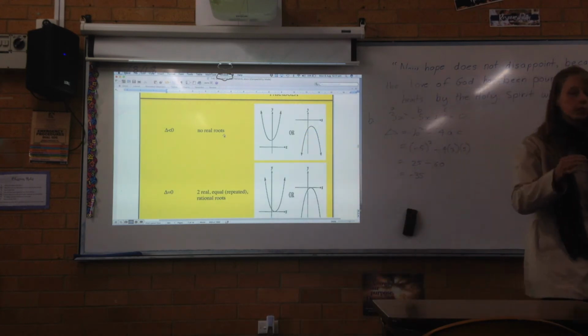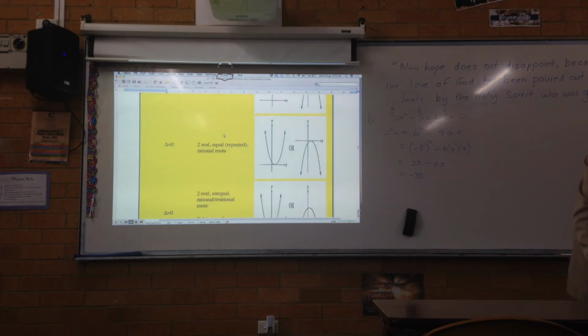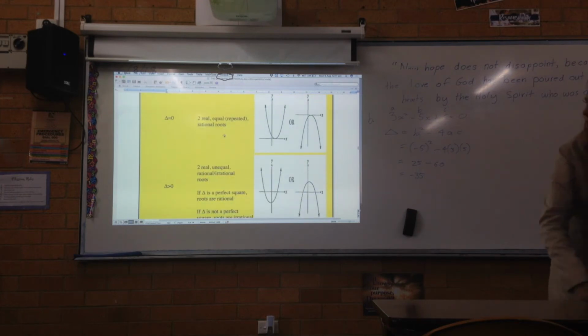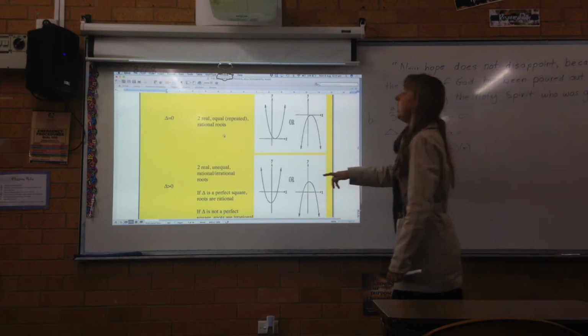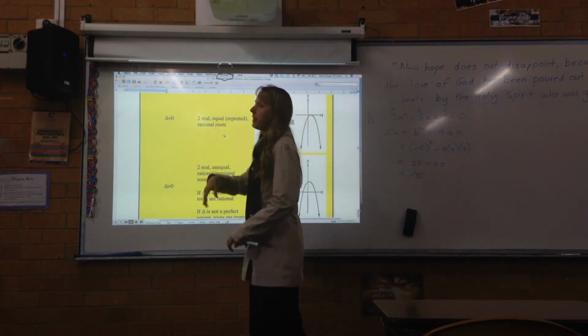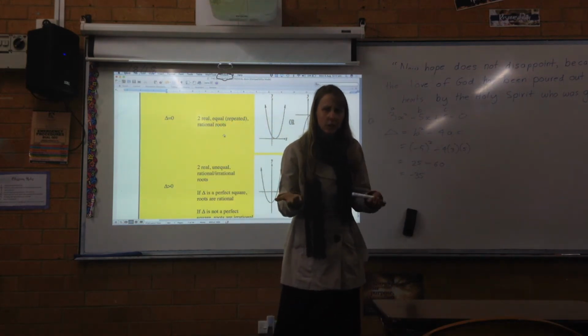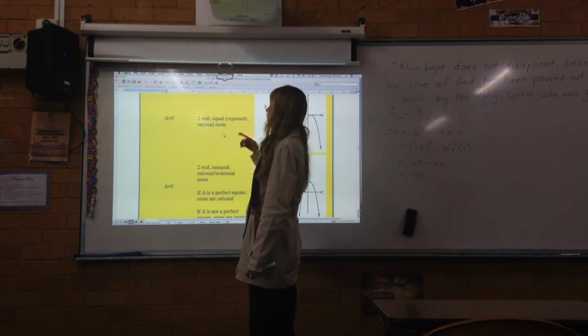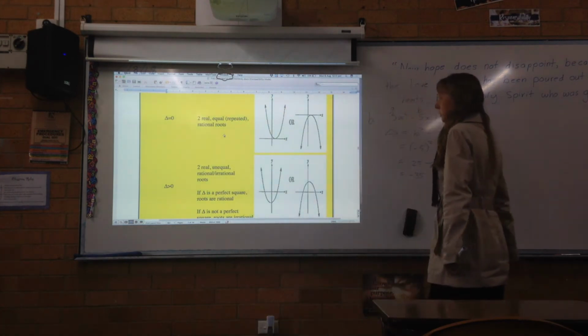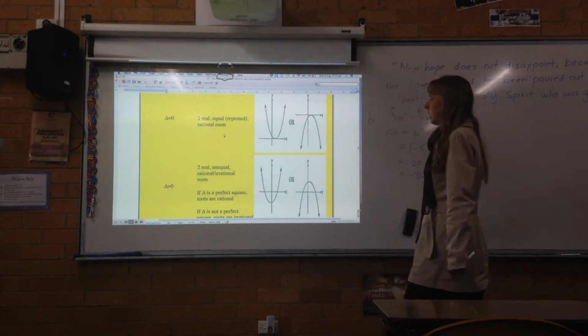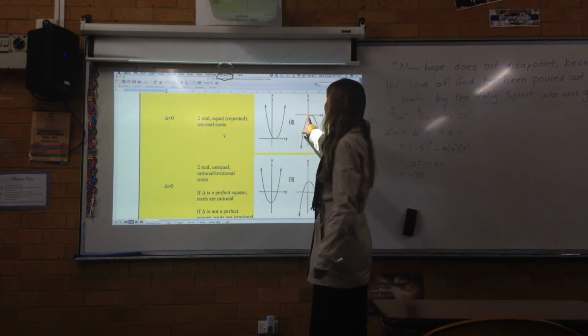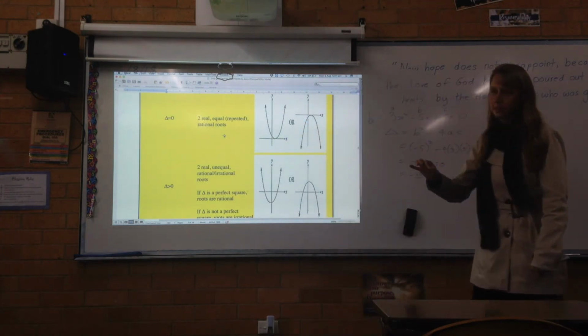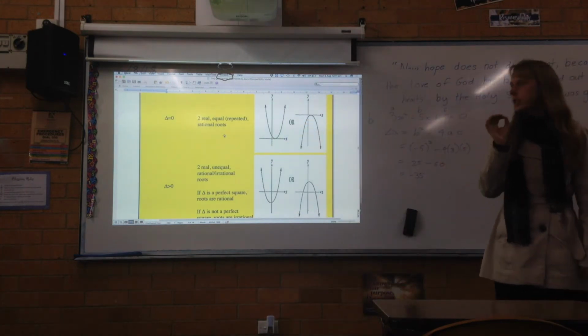If the discriminant is equal to 0, as we saw in A, it has two real roots, but they're equal roots, so it's kind of like just one root, right? Or we could think of them as repeated roots. So here, that means it just touches the x-axis. It could be above or below, but it just touches.